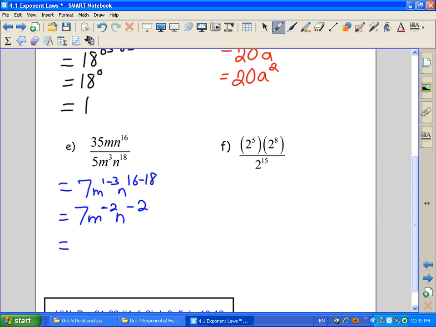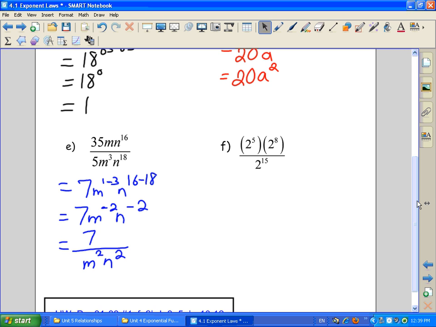Remember, it's improper to express final answer with a negative exponent, so you got to move those down. Now 7 is positive, so it stays up top, and then it's m squared, n squared, you form the reciprocal of, and you put it on the bottom.